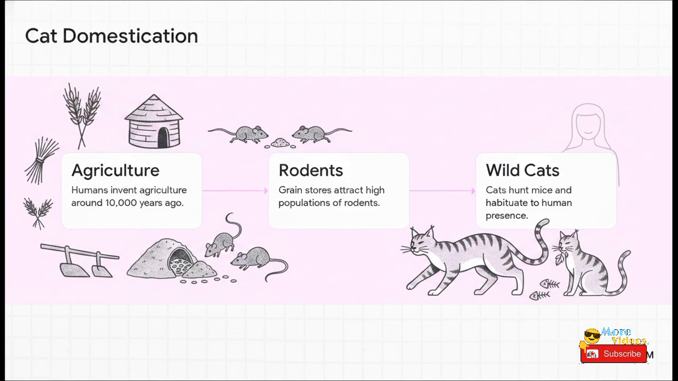And step 3, wild cats, the direct ancestors of our pets, simply moved in to take advantage of the all-you-can-eat mouse buffet. Over millennia, they gradually habituated to human presence, eventually tweaking their diets to digest some of our plant-based scraps, and slowly became the less skittish companions we know and love today.